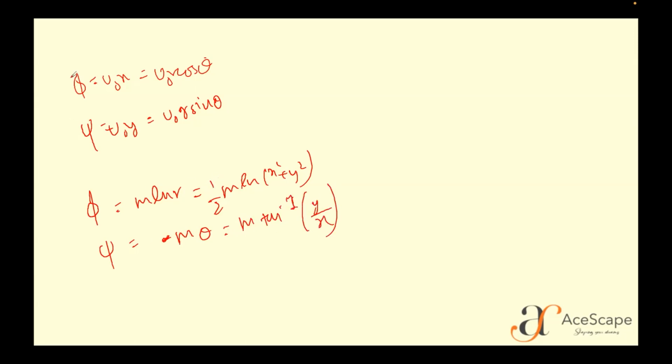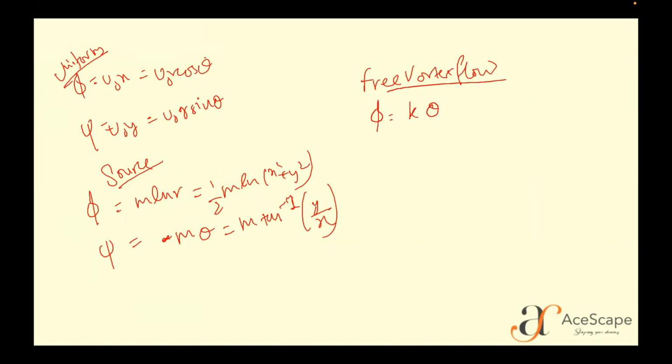This is for uniform flow. This is for source flow. For sink flow, it is exactly opposite, so it will become minus m ln r minus m theta. Fine. For free vortex flow, the velocity potential function is given by k theta, where m here is the source strength, and k here is our vortex strength, and psi is given by k ln r plus some constant.